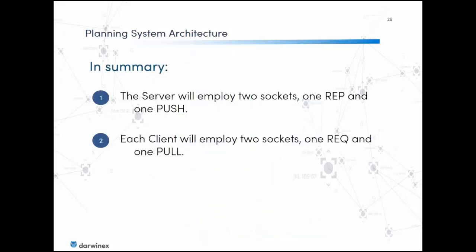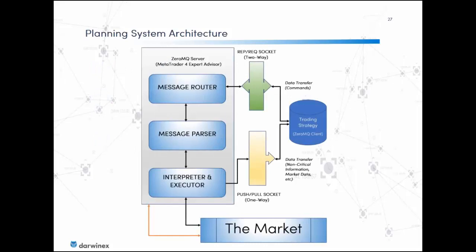So in summary, in our proposed architecture, the server will employ two sockets, one of type reply and another of type push. And our client, the trading strategy written in an external programming language like Python or R or C++, will employ two sockets as well. It will implement a request socket and a pull socket, as we've just described. And finally, one more look at the infographic to put all of this into place.